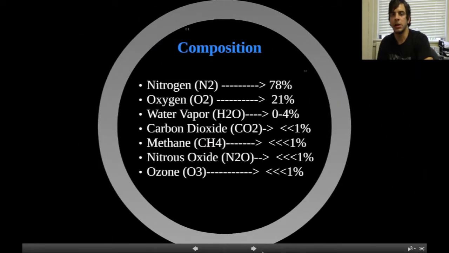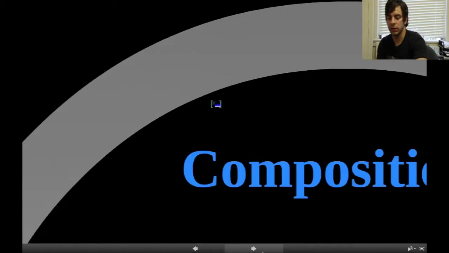First, let's go through its composition. It is composed of mostly nitrogen, 78%, oxygen, 21%, and the rest are really small amounts. Water vapor, just from 0 to 4%. Carbon dioxide, methane, nitrous oxide, and ozone are still there, but their values are insignificant.